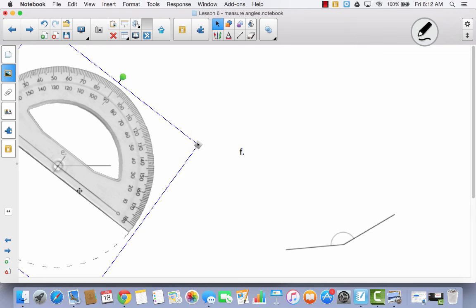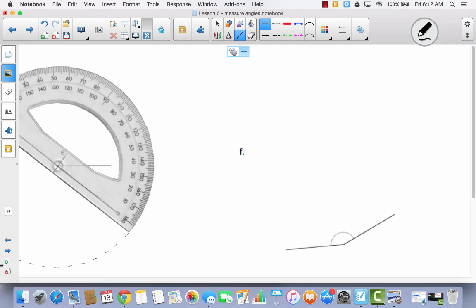So when I do this, I'm looking at my angle, and it's a little hard to see if it's between 30 and 40 or if it's closer to 40. So I'm going to go ahead and extend this ray like this. You can do this using your protractor as a straight edge.